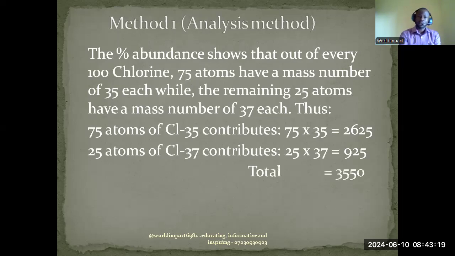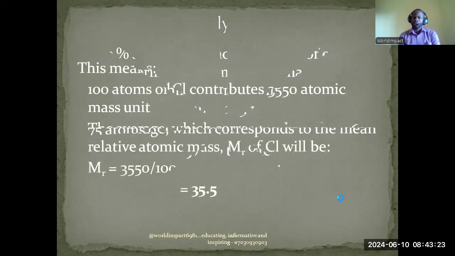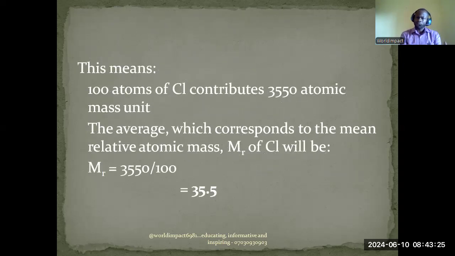And the total sum of that, we add together to give us 3550. Don't forget the denominator is going to be the sum total of the percentage abundance. In our question here, we have two isotopes, 75% of one, 25% of the other. Added together gives you 100, and that gives us the denominator. I told you that from the beginning, and the final answer is going to be 35.5. And I'm sure you can remember this is the relative atomic mass of chlorine.